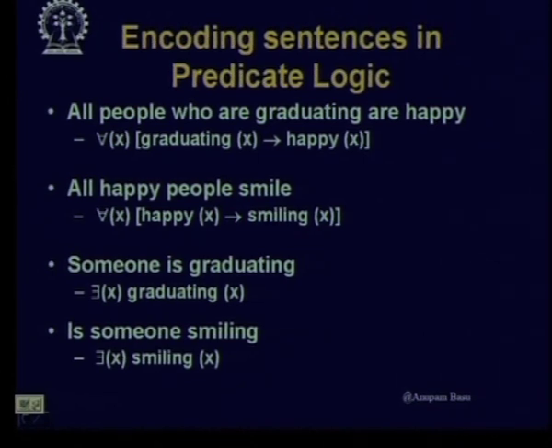Someone is graduating. You should have done that, as it has been shown here, but you could have also done it this way. Someone is graduating, that means there exists an X. This parenthesis is not required, frankly speaking, because there is no scope for confusion. There exists X such that graduating X, that is, someone is graduating.